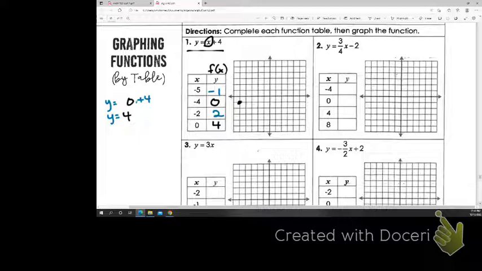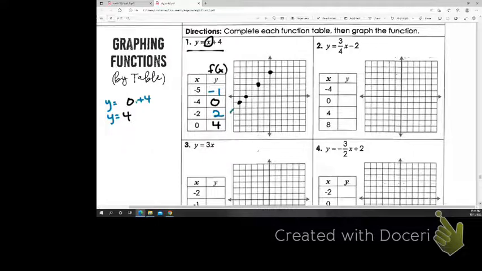Negative 4, 0, so 4 to the left, don't go up and down. Negative 2, 2, 2 to the left, and up 2. 0, 4. So 0, don't go left and right, just go up 4. So we're always starting in the center. And notice that they are lying on a straight line. So then this would be considered a linear function.